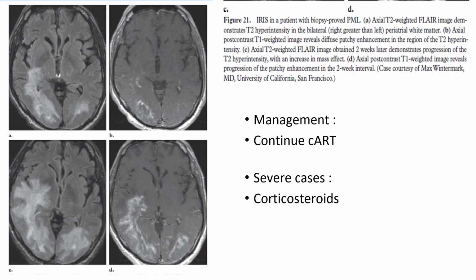Third image, axial T2 weighted FLAIR image obtained 2 weeks after, demonstrates progression of the T2 hyperintensity with an increase in mass effect. Fourth image, axial post-contrast T1 weighted image reveals progression of patchy enhancement in the 2-week interval. IRIS is managed by continuing ART. If the condition worsens or severity increases, corticosteroids are used.